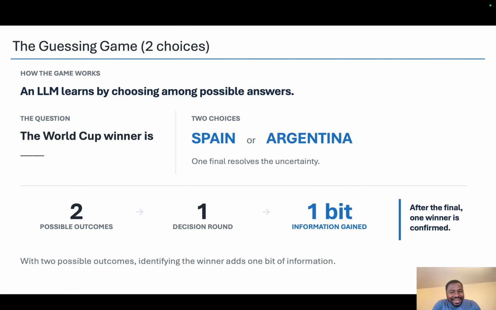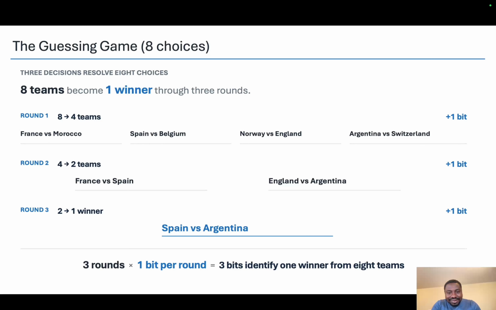I'm going to explain very shortly why all of this connects to pre-training and what's common between these different examples I'm showing. But look at a few more. Let's think about the World Cup round of eight. We had eight teams, and at that round we needed three rounds to determine the winner. First round we go from eight teams to four, second round from four to two, and the final round from two teams to the winner. So we needed three rounds of information, which you can think of as three bits, to identify the winner from the eight teams.